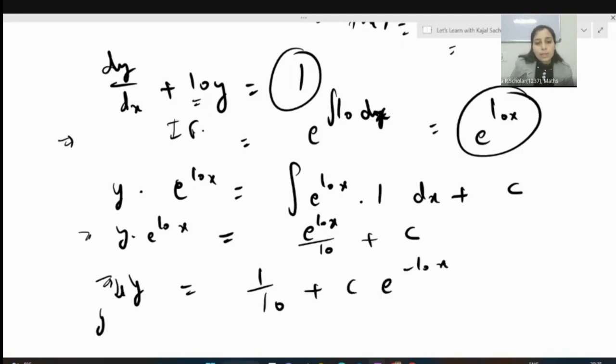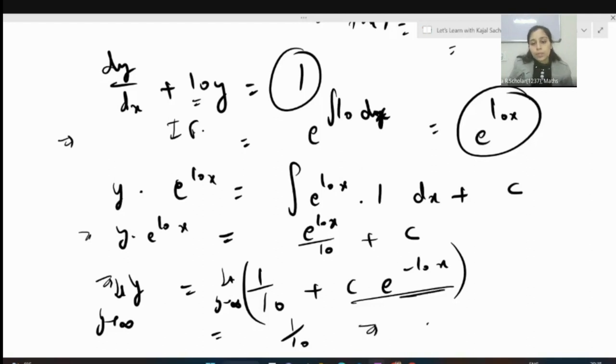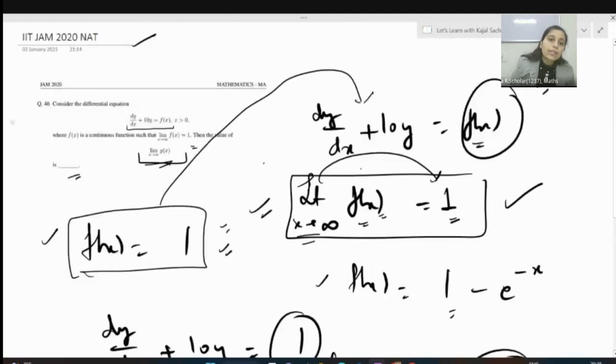Now you just apply the limit x tends to infinity to get the required answer. We get 1 upon 10, and the other term will become 0. So this gives you the answer 0.1. This is a very simple question. The trick behind it is taking f(x) as a continuous function whose limit is equal to 1. You can take any continuous function which approaches the limit 1. This is one way to solve this question, using the differential equation that is linear in y.